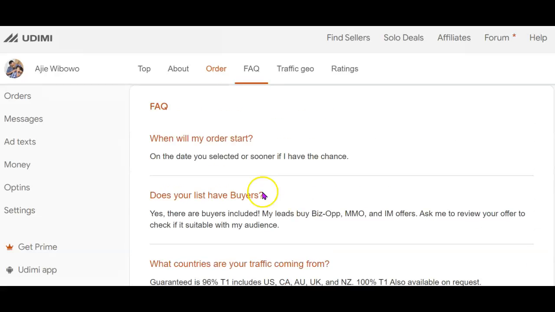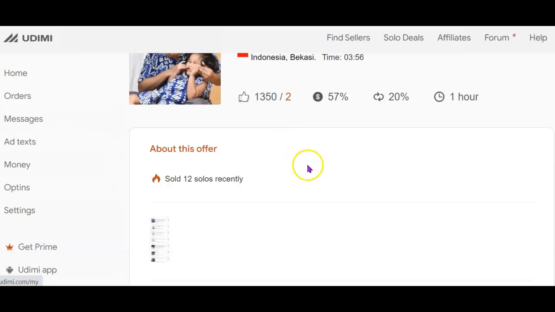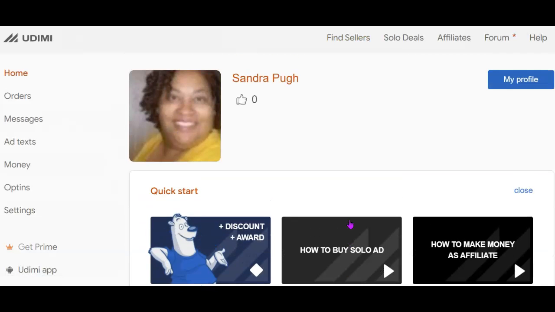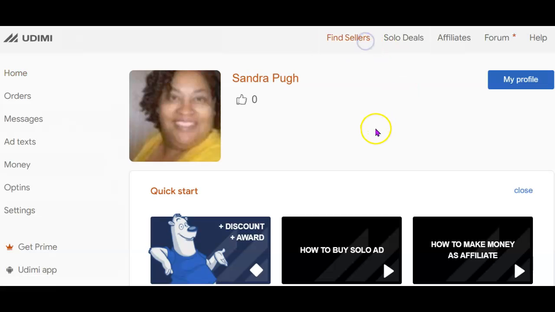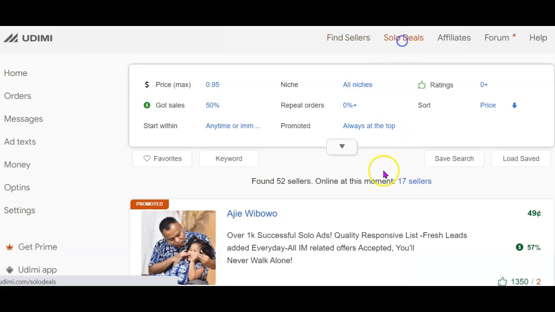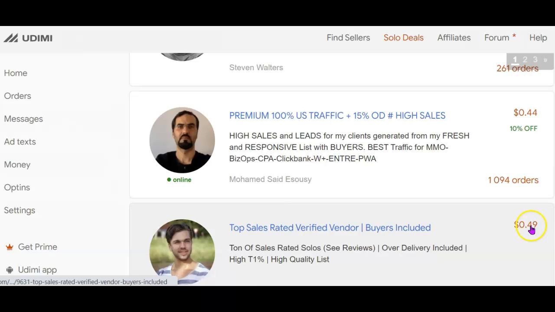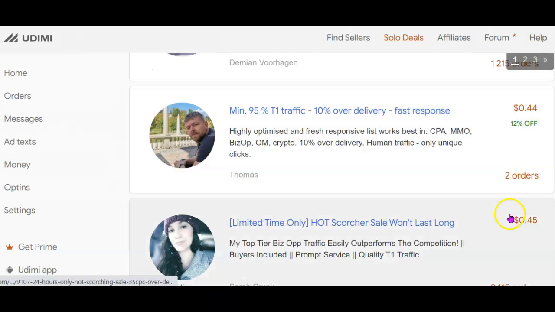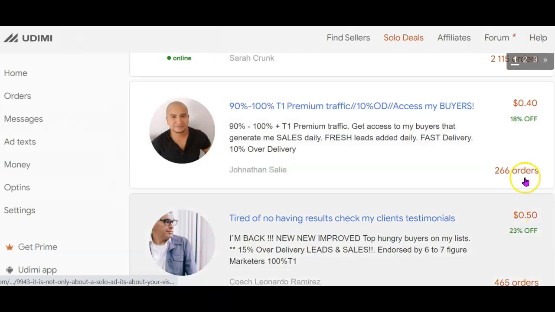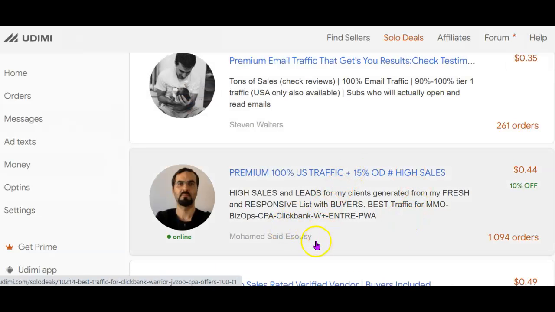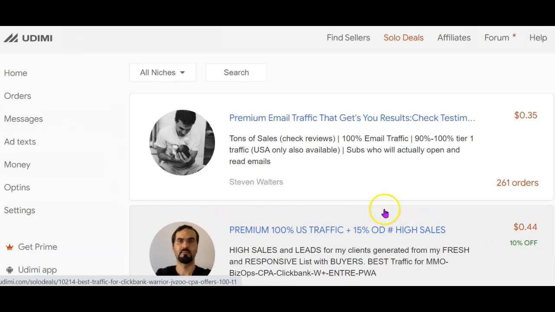And then you can go back here and go through this list to find out. This is the find sellers. This one is for solo deals. Some of them have a deal, like he has 35 cents a click here, 44 cents a click, 49, 44. Okay, so they have some deals here. So go through this and see which ones are the best.